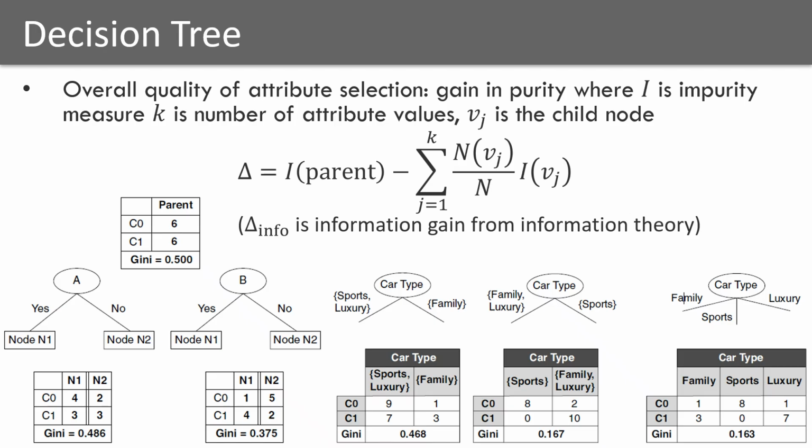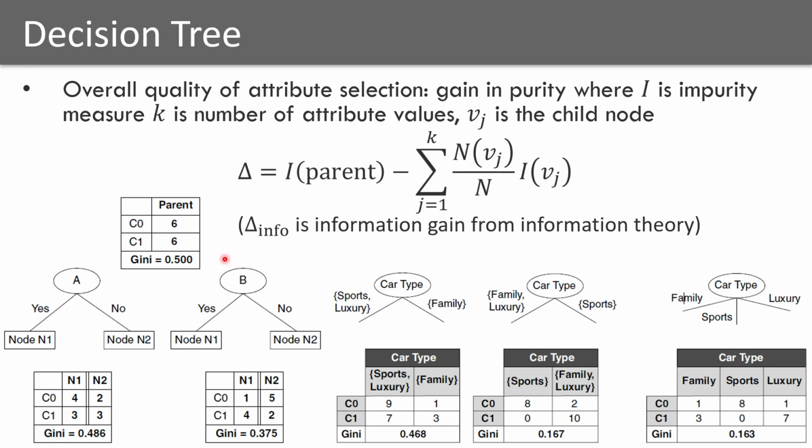Please note that if we use this function, but for the I we are using the entropy, this will actually have a name: information gain, from information theory. So this is a well-known quantity, in fact, from information theory research.